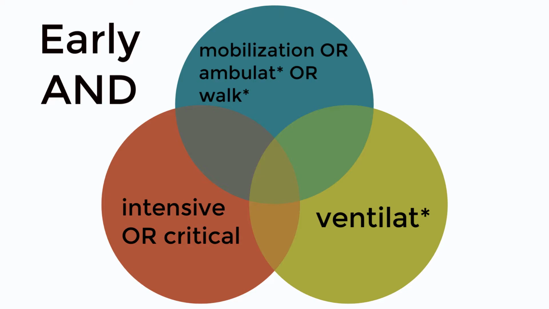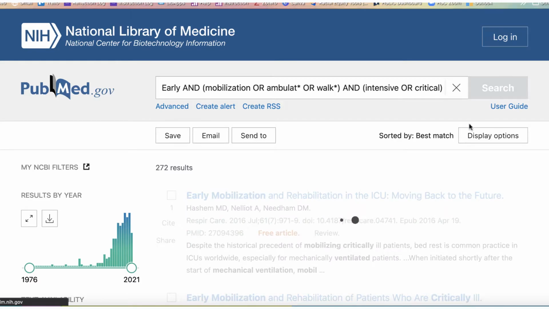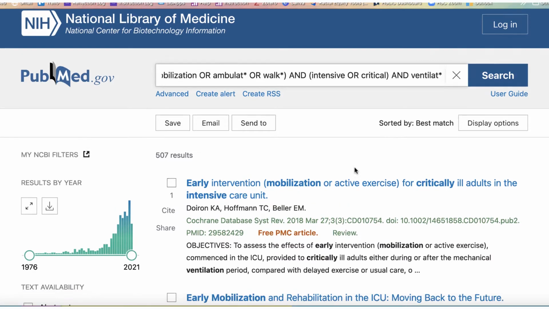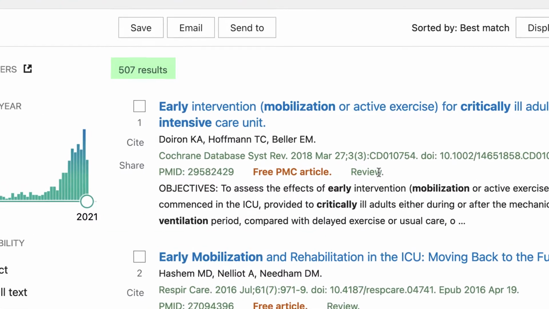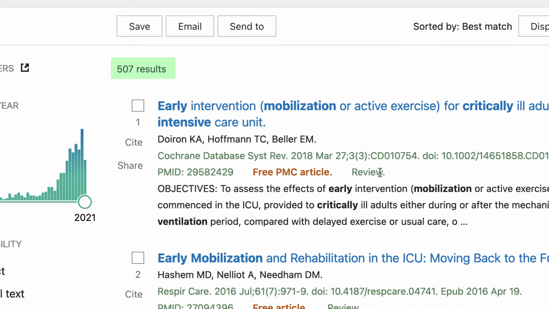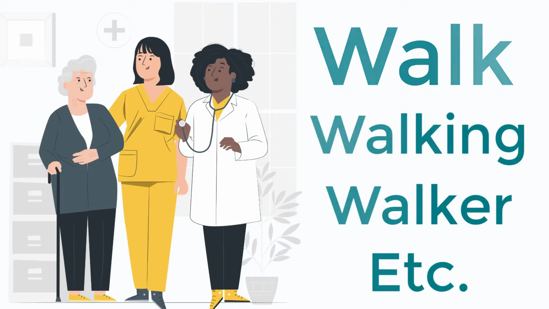In this case, I am going to edit my search to look for more than one way to phrase this topic. For example, mobilization or ambulate or walk. By finding other synonyms that might be useful, I am expanding my search. The asterisk at the end of certain words will find the way the word starts one way and ends in the other way. So for walk, that means I am finding walk, walking, walker, etc.